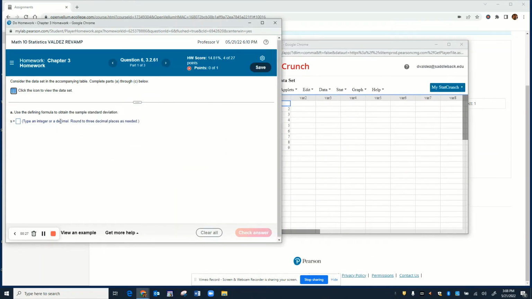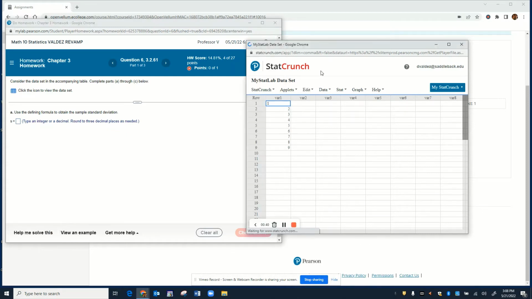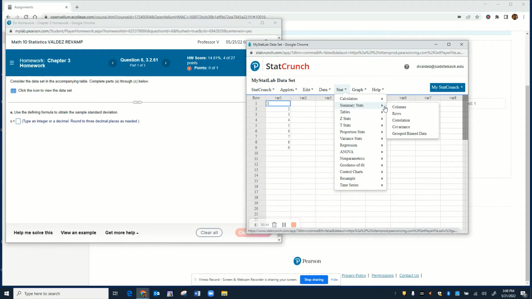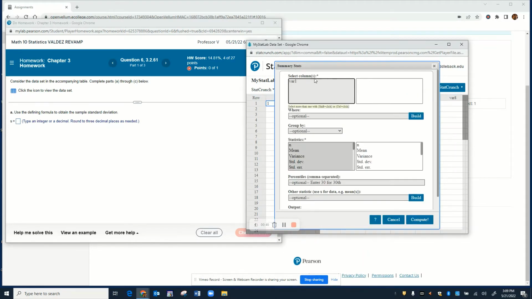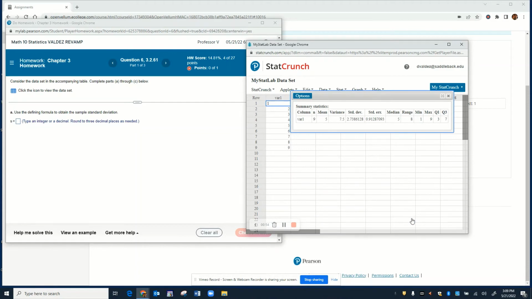Part A says use the defining formula to obtain the sample standard deviation. Okay, so ignore them. Don't use the formula, you guys. There's really no point. We're going to use StatCrunch. So we need S, the sample standard deviation. Again, you're going to click Stat, go down to Summary Stats, Columns, Variable 1, and the standard deviation's already here along with a bunch of other good stuff. So let's just say compute.